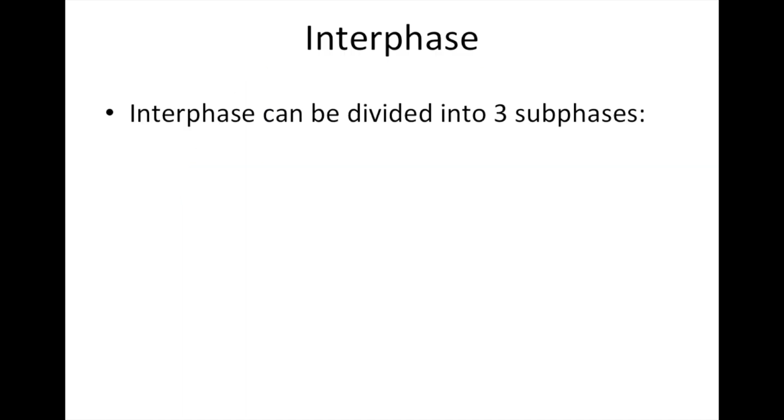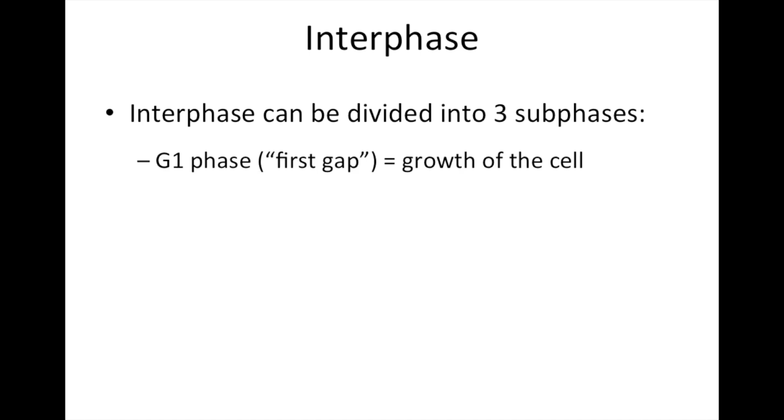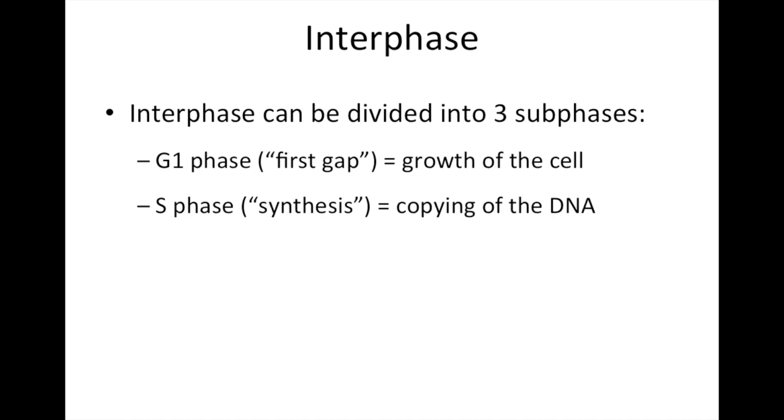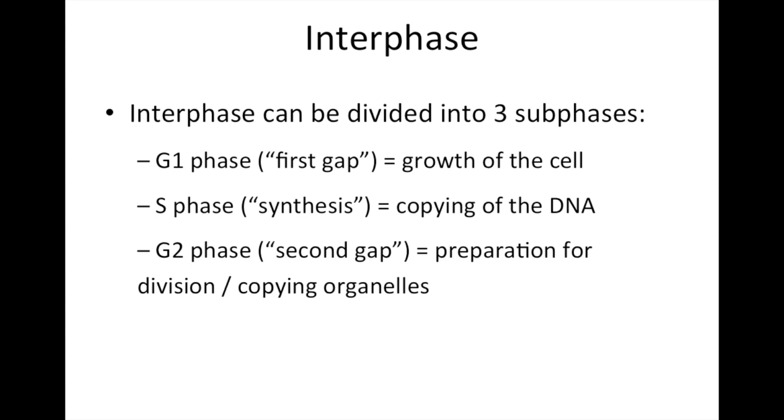So then in terms of what's happening in interphase, it's got 3 phases. G1 or gap 1 is when it's growing. S is when it's synthesizing or copying the DNA. And then G2 is the second gap, and that's when it's preparing to divide or copying the organelles. I find that if kids forget a phase, they don't know what's happening in one, it's usually this last one, because it just seems maybe less important, but it isn't.